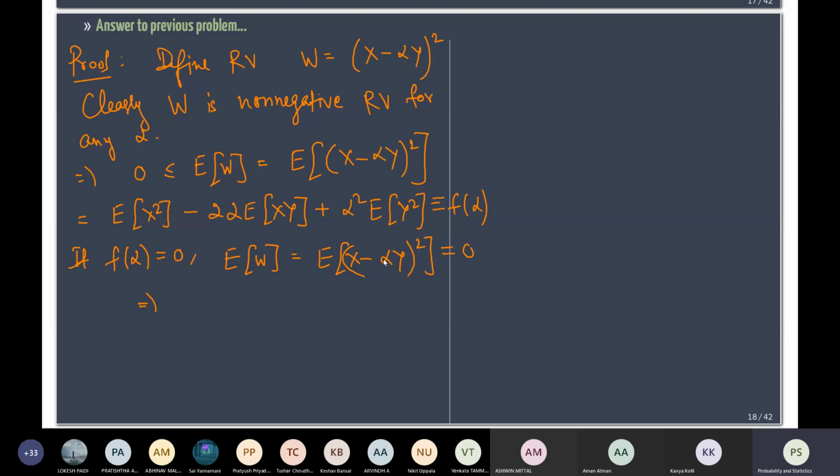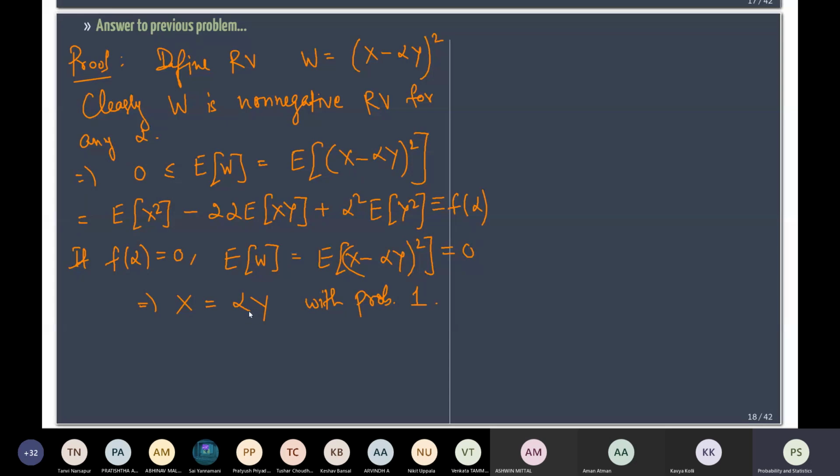So this would imply what, right? Expectation of (X minus alpha Y) whole squared is 0. This implies that X is equal to alpha Y with probability 1. Because this is an expectation, we have to include the additional words with probability 1. If the expectation of the square of the difference of two random variables is 0, then with probability 1 we can say that they are matching. In other words, X is equal to alpha Y.